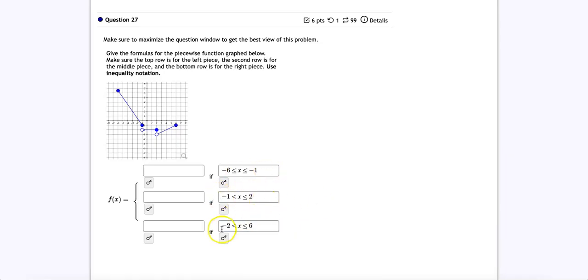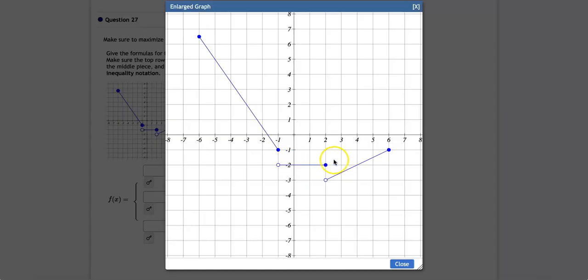So that gives me the three conditions based off where they are located in terms of x. Now for the next part, I need to fill in the equations of each of these segments. So let's start with the easy one. The easy one is a flat line.